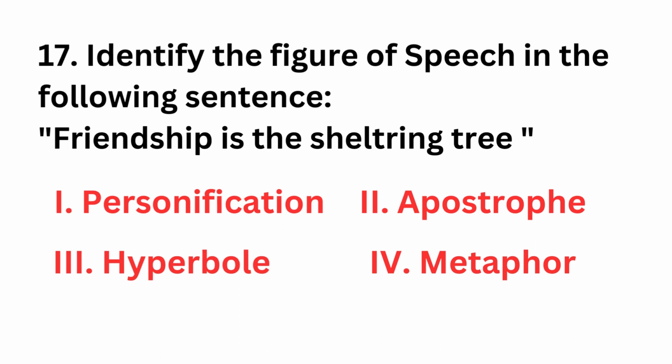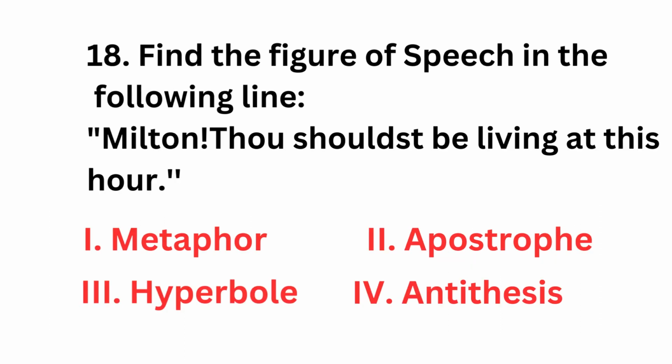Next one, identify the figure of speech in the following sentence. Friendship is the sheltering tree. So here is a direct comparison of friendship with the sheltering tree, right? So here the used figure of speech is metaphor, because in metaphor we make a direct comparison. Next one, find the figure of speech in the following line. Milton, thou shouldest be living at this hour. This statement has been made by William Wordsworth in 1802, London, right? Milton, so there is a direct address. Milton is now no more. Direct address, so the used figure of speech is apostrophe.